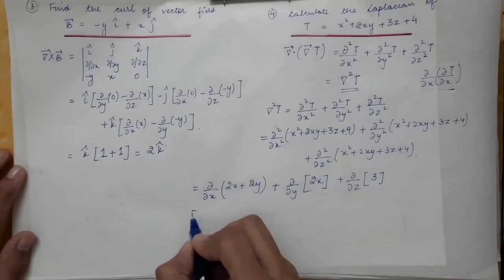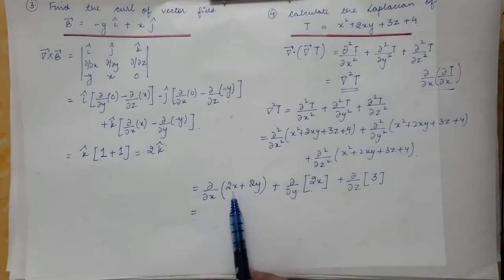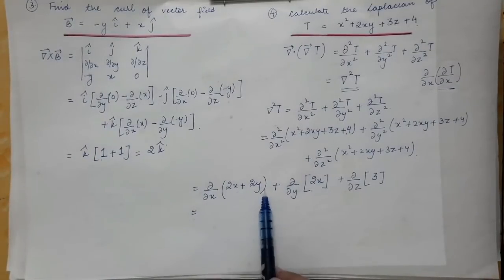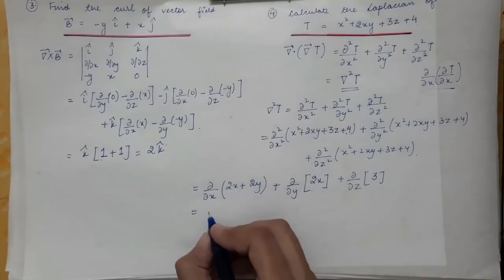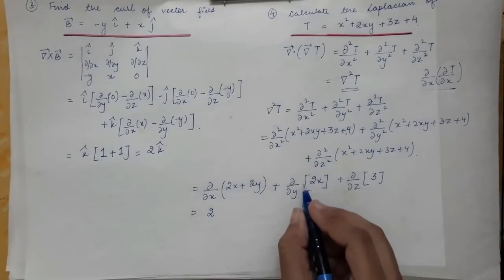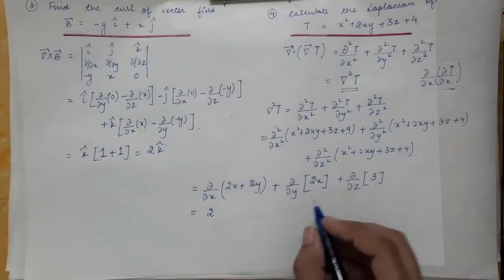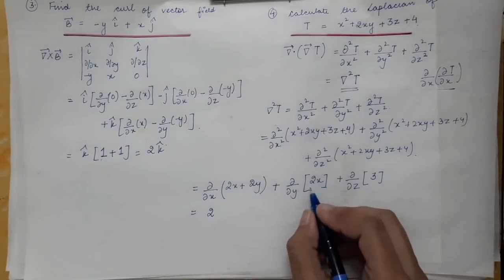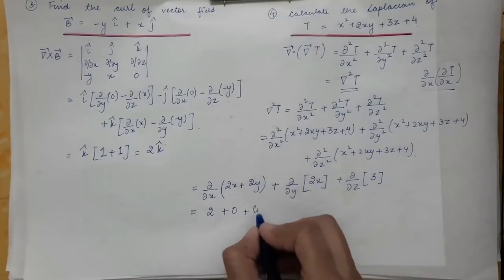So now again we are going to solve this expression. We are going to do the partial derivative with respect to x. So 2y will be constant in this case, so you will get only 2. Then we are doing the partial derivative with respect to y, and we have 2x. So this will be constant, so we will get 0, and at last term also we will get 0.